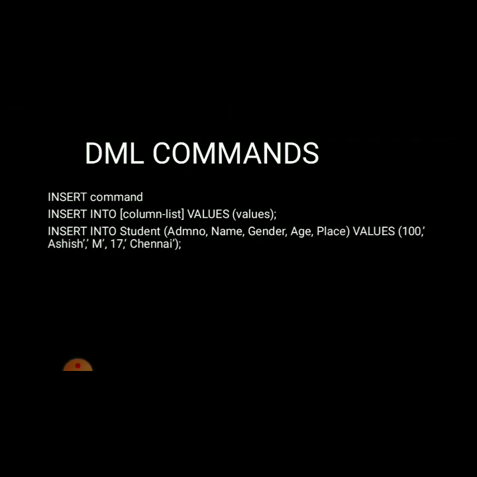Next you can see insert into student, that is the table name, followed by admission number, name, gender, age and place. After that you can see values, that is a keyword. Next 100, the name Ashish, M, then 17, Chennai. Each value goes to its respective place. For example, the first value 100 goes to the admission number. Next the name goes to the name column. M represents gender, male. Then 17 goes to age. Then Chennai goes to place.